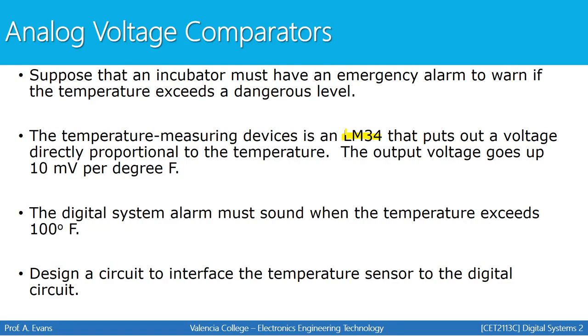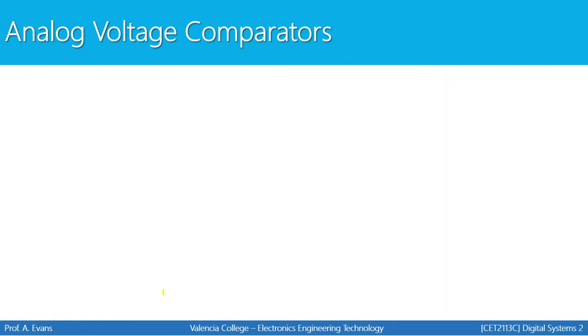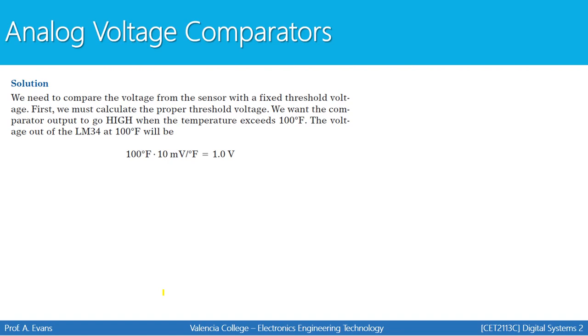The digital system alarm must sound when the temperature exceeds 100 degrees Fahrenheit. We're going to design a circuit to interface the temperature sensor to the digital circuit. We're going to use an analog voltage comparator to do that. So, first part of the equation is we need to compare the voltage from the sensor with a fixed threshold voltage. Ideally, we need to take the output of the sensor and determine if the temperature is too high based off of the sensor's output. If it is, we sound the alarm.